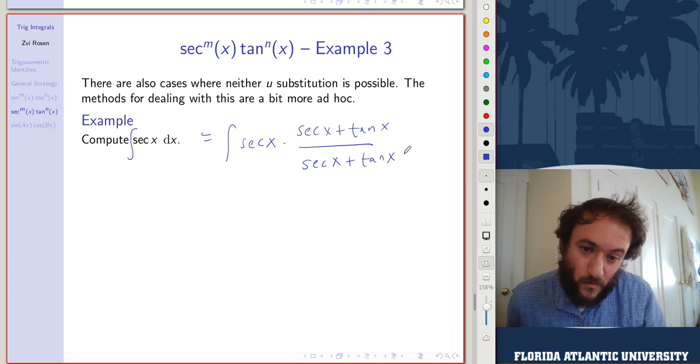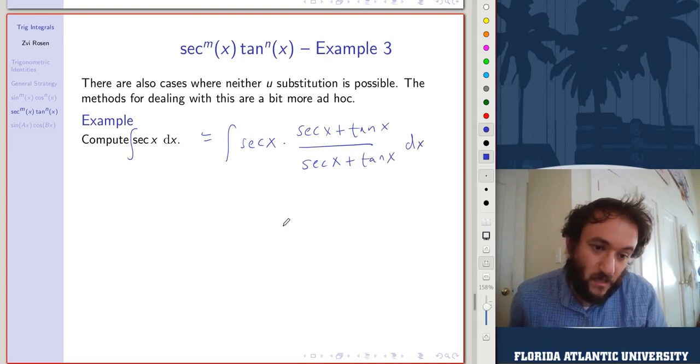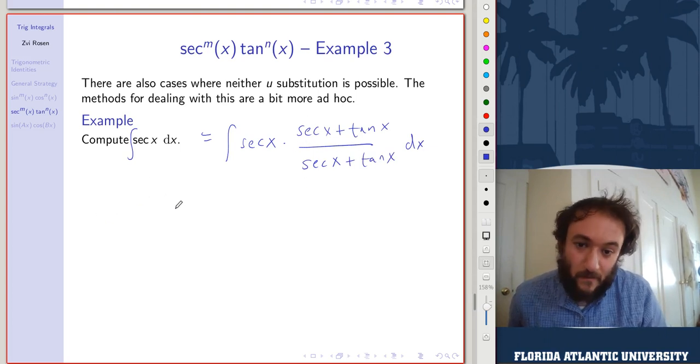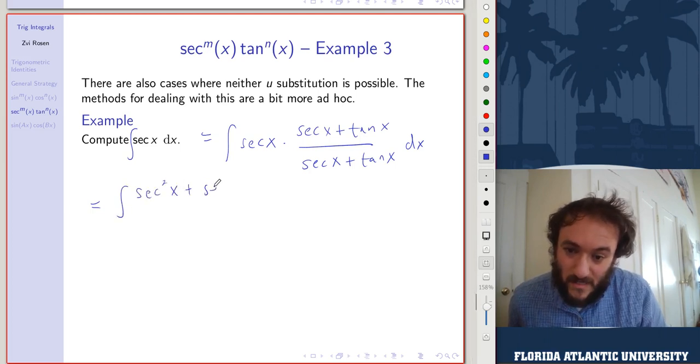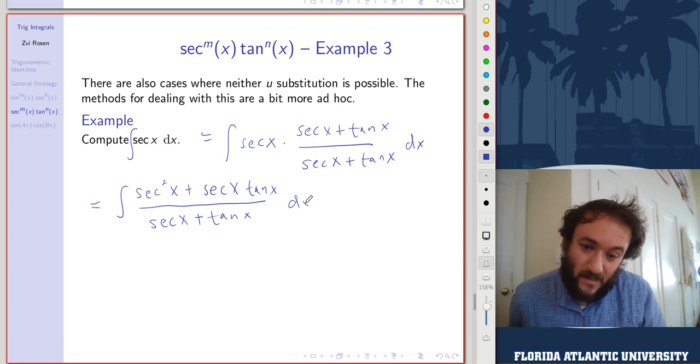Okay, so because you're multiplying top and bottom by the same thing, it doesn't change anything. It's like multiplying by 1. The integral stays the same. But what you'll notice is that on the top you have secant squared x plus secant x tangent x, divided by secant x plus tangent x, dx. And you'll notice that the top is actually the derivative of the bottom.